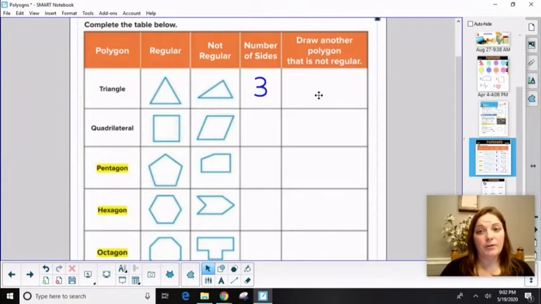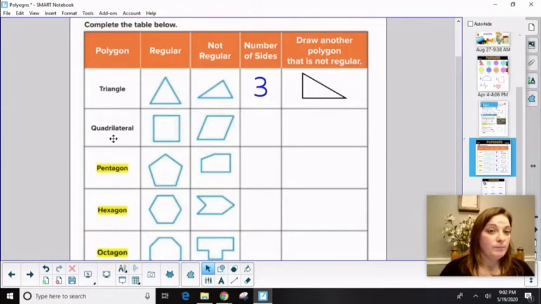See if you can sketch another triangle that's not regular. Here's what I came up with. Maybe I can find him. There we go. As you can see, all 3 sides are not the same length. A quadrilateral. Here's a regular one. It's also called a square. Here's a not regular one. How many sides? 4. And see if you can draw another quadrilateral, 4 sides, that are not all equal in length. Here's mine. We're going to learn in another lesson that this is actually called a trapezoid.